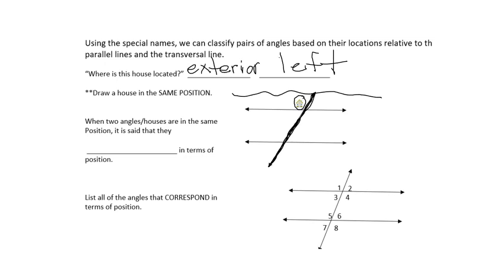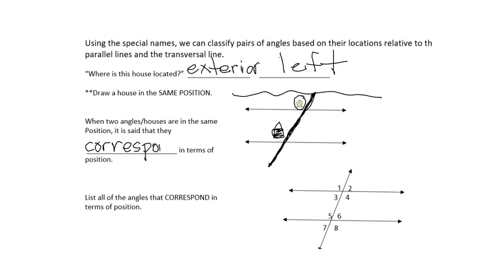So if we wanted to make another house, a second house, in that same position, we would want to stay to the left of the transversal line. So there's a house to the left of the transversal line, and it is above a parallel line. So those two houses are said to be corresponding.